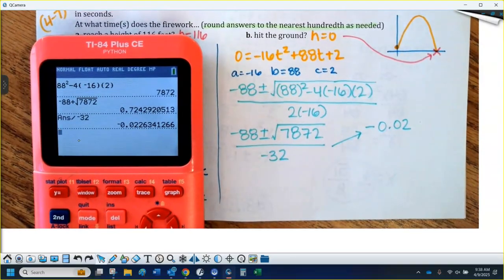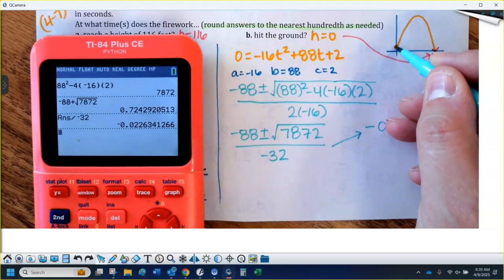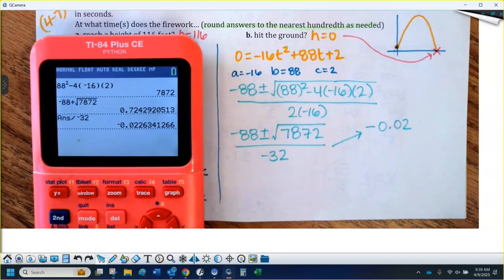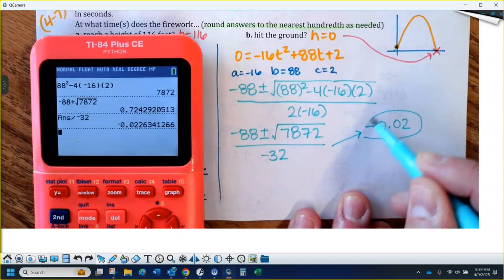If you guys look back at my graph, you never started on the ground. You started 2 feet in the air. So if I actually continued this parabola, it would be back on that side there. You cannot have a negative time though.